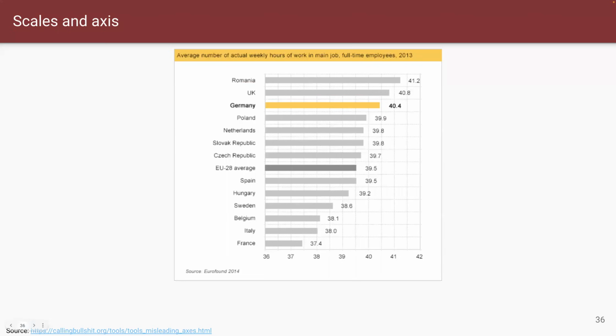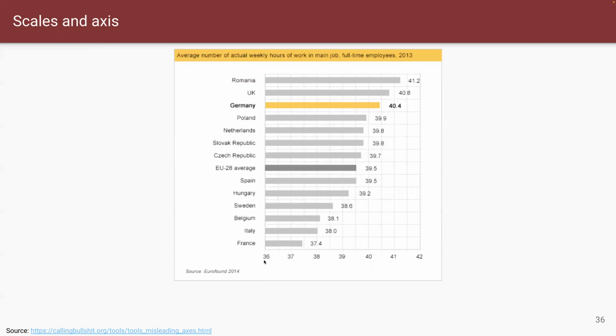So you can see that something bad is going on here, right? This is the data about the average number of actual weekly hours of work in the main full-time job, according to 2013. If you look at just this one, you can see Romania has much longer working hours compared to France, and some people think that Romania is the worst and France is great.